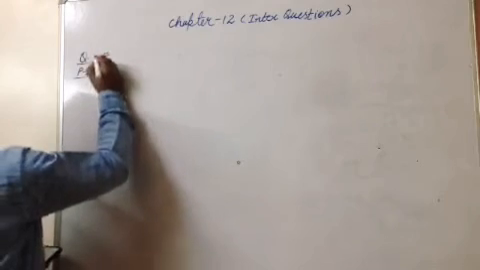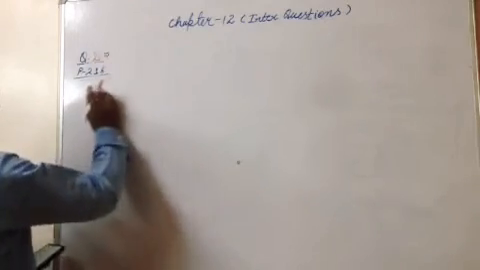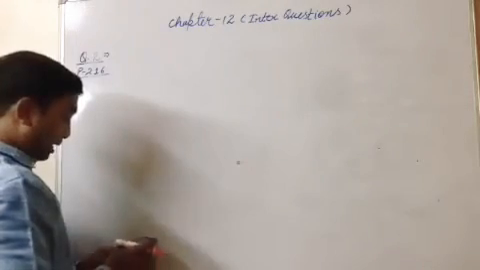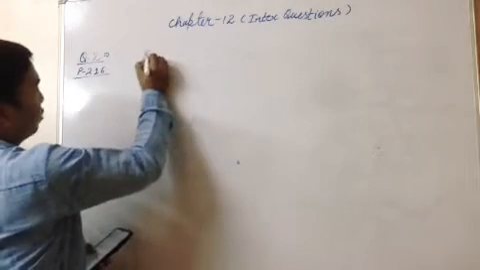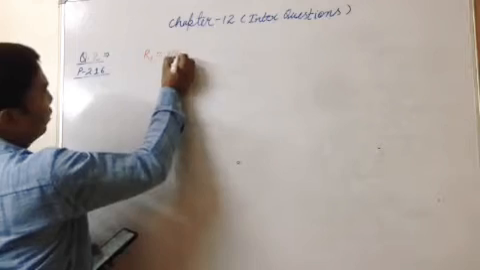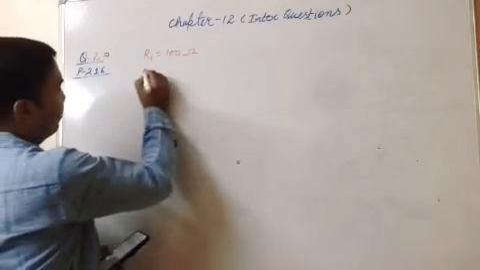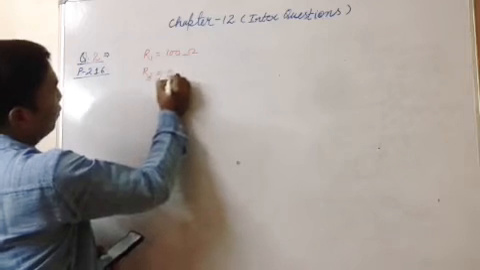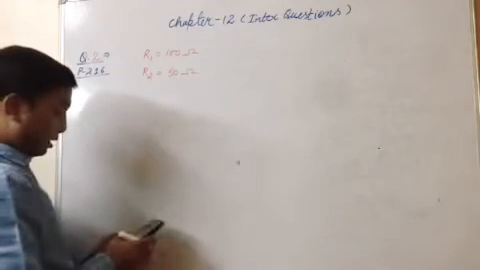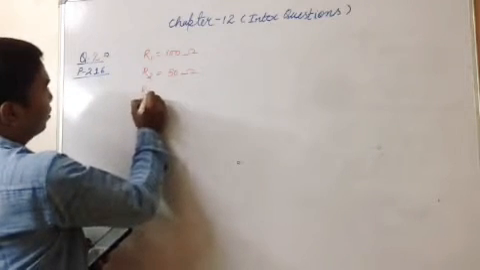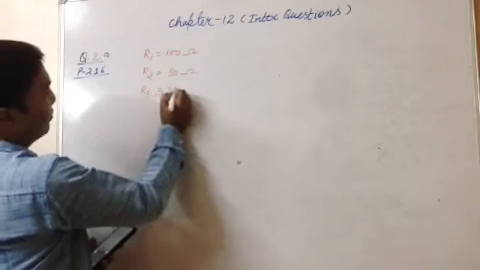Question number 2. Now what is given in the question? An electric lamp of 100 ohm. So R1 equal to, I am considering, 100 ohm. This is my electric lamp. A toaster of resistance 50 ohm. So R2 equal to 50 ohm. And the third one is a filter of resistance 500 ohm. So the filter resistance is 500 ohm.